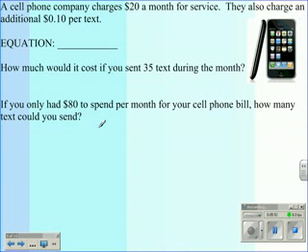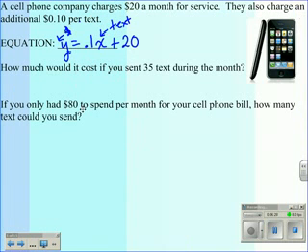Our next example is about a cell phone. A cell phone company charges $20 a month for service. They also charge an additional 10 cents per text. So we're going to have y equals 0.1 or 10 cents per text, so 10 cents times x, plus $20. So that means if you don't send any text messages, you're still going to pay $20 for your monthly service. But for every additional text message you send, it's going to cost you an extra 10 cents. So in this case, x represents our texts, and y, once again, is our total cost.